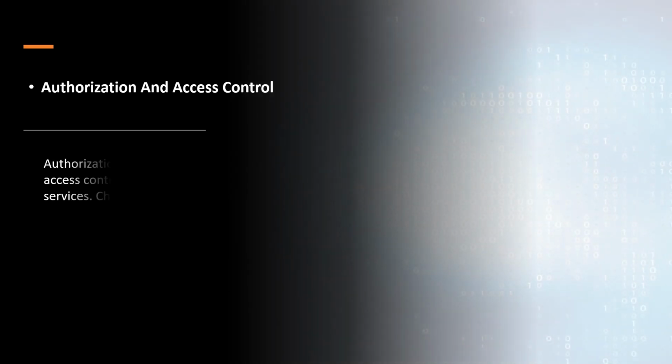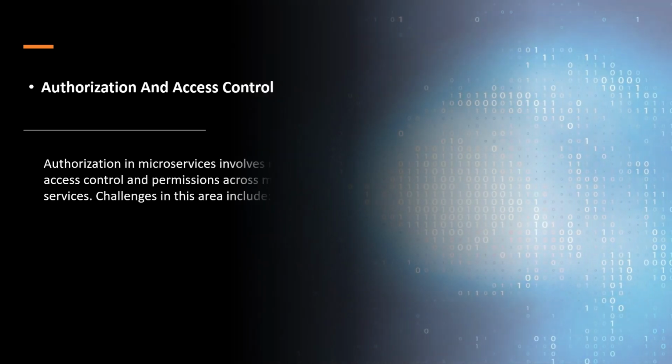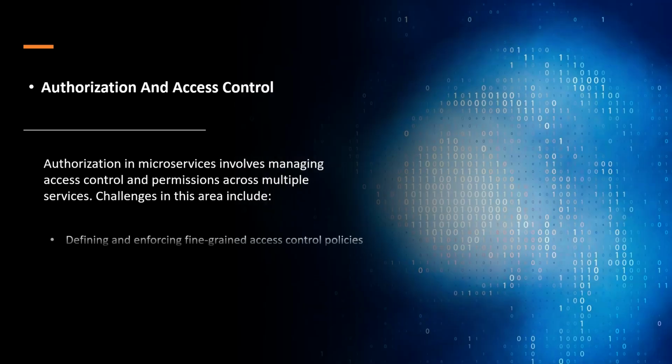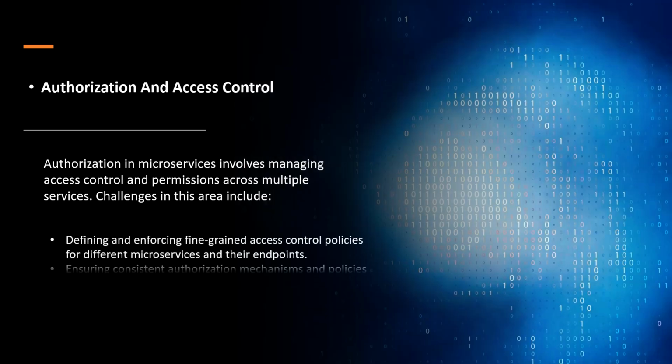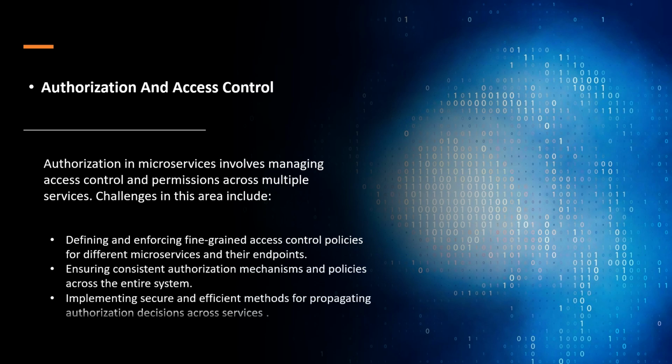Authentication and access control. Authorization in microservices involves managing access control and permissions across multiple services. Challenges in this area include defining and enforcing fine-grained access control policies for different microservices and their endpoints. Along with that, ensuring consistent authorization mechanisms and policies across the entire system. Along with that, implementing secure and efficient methods for propagating authorization decisions across services.